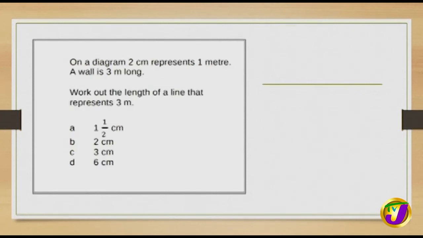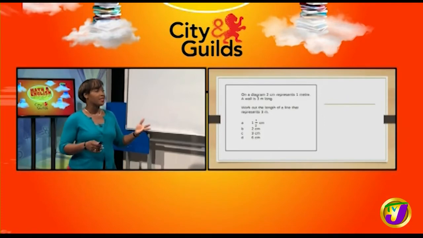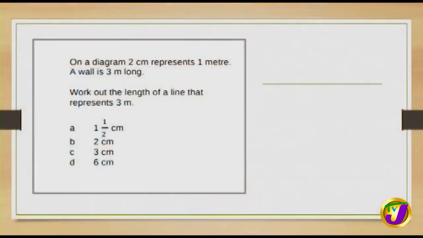On a diagram, 2 centimeters represents 1 meter. So the scale can change. The scale is now different on this particular diagram. A wall is 3 meters long. Work out the length of a line that represents 3 meters.